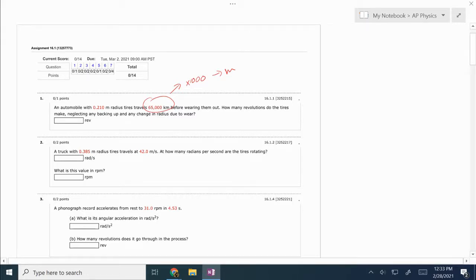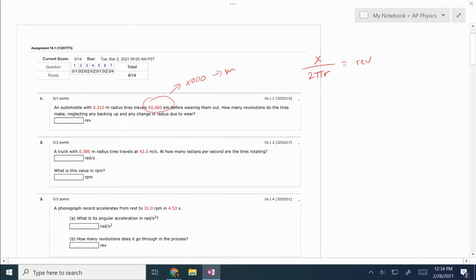There are two ways of looking at this. One way would be to take the distance that it goes and divide by the circumference of the tire, so divide by 2 pi r, because that will tell you how many times it has to go around. That's probably the easiest way, and my recommendation.